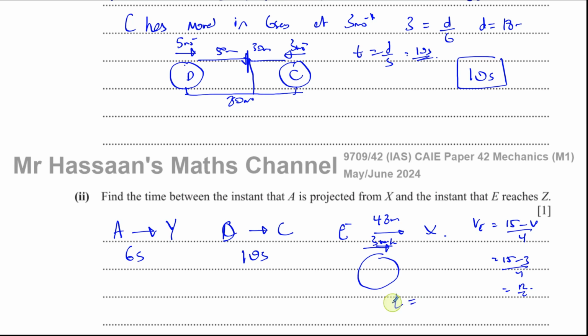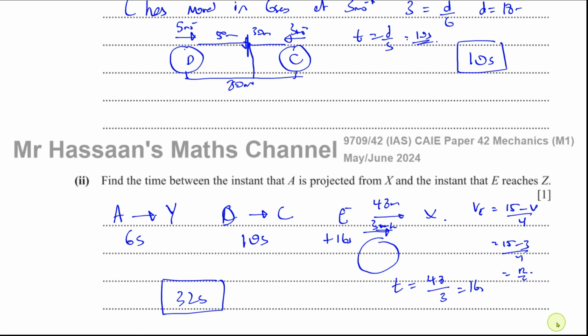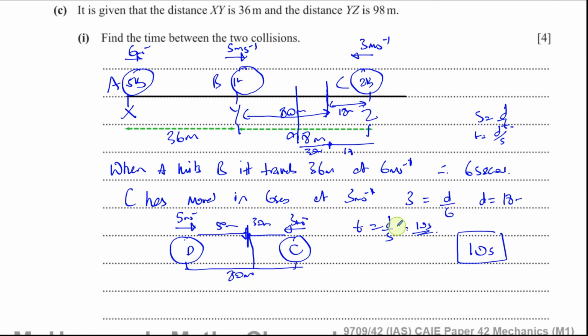So speed equals distance over time, so time is distance over speed. So it's 48 over 3, that's 16 seconds. So that's going to be plus 16 seconds. So you have 10 plus 6, which is 16, plus 16, which is 32 seconds. It's going to take 32 seconds altogether, the time between A being projected from X and E getting back to Z. So that's the answer to part C, part 2.